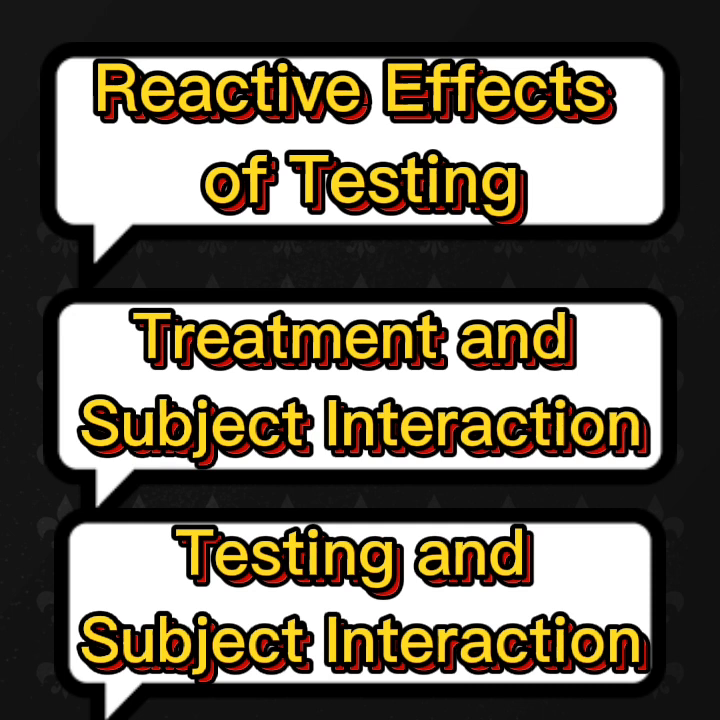Testing and subject interaction. Subjects in a sample may react to the process of testing in ways that are hard to predict, and this also limits the ability of the researcher to generalize findings outside the experiment itself.